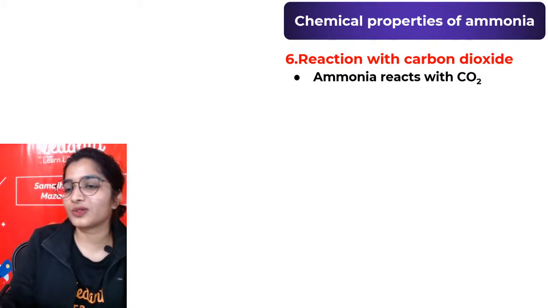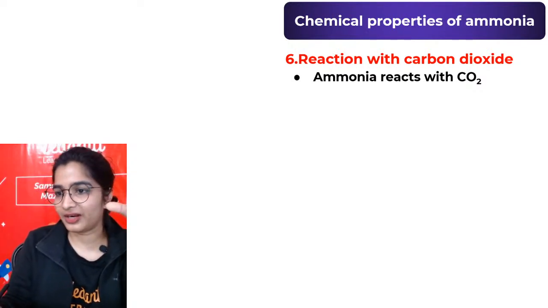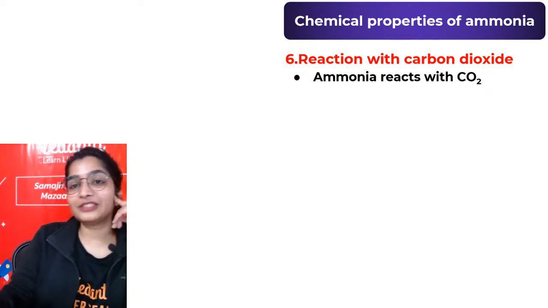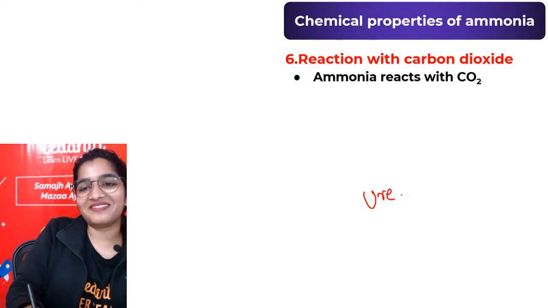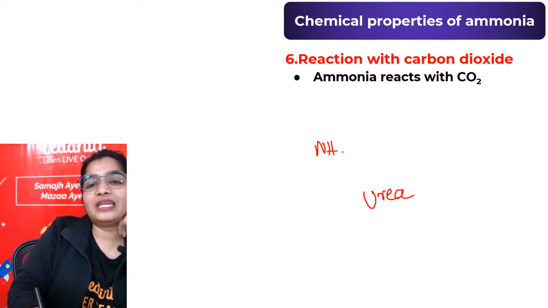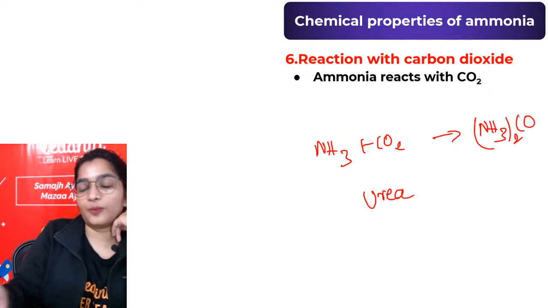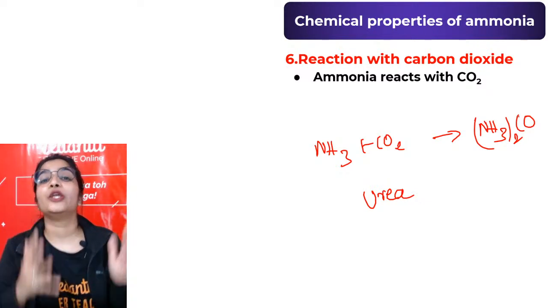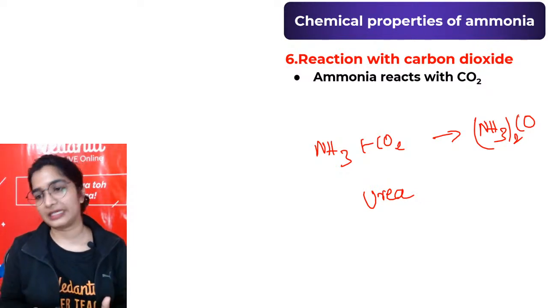-3 to +2. Okay. Are we talking about reduction? Urea is formed. Very good. So NH3 plus CO2, you will get NH2CONH2, right? So this reaction is important because urea is a fertilizer, right?